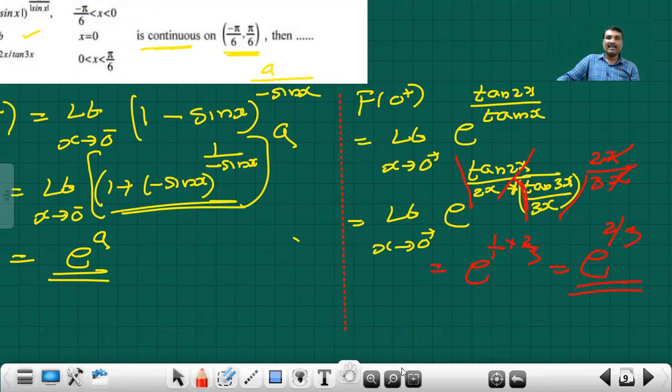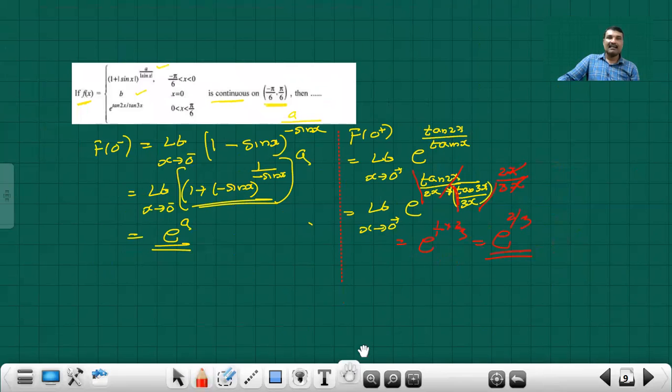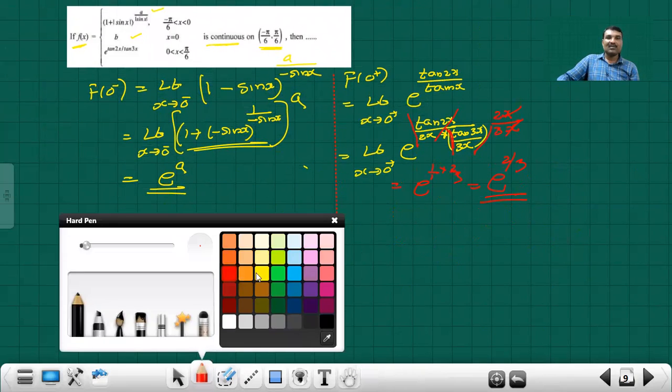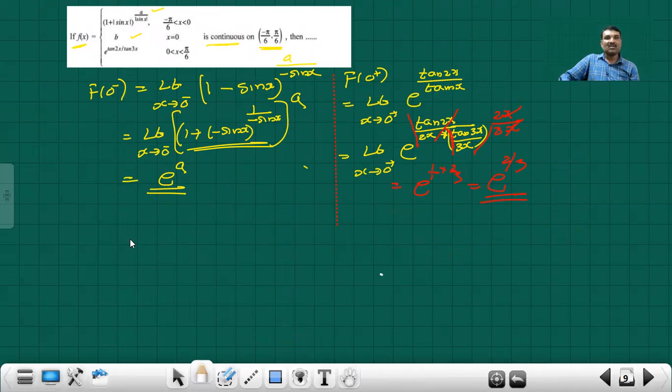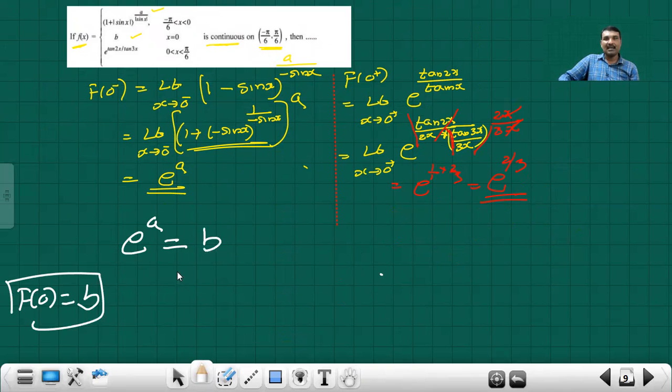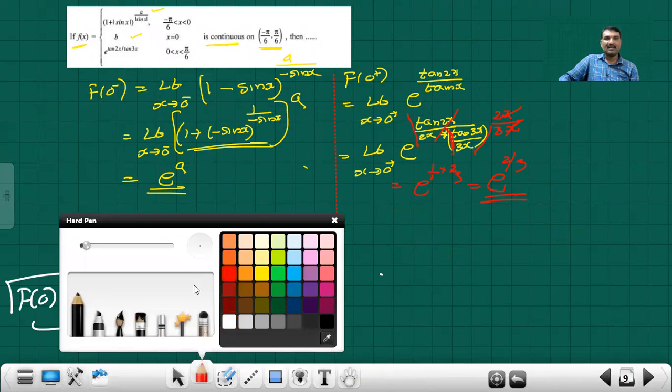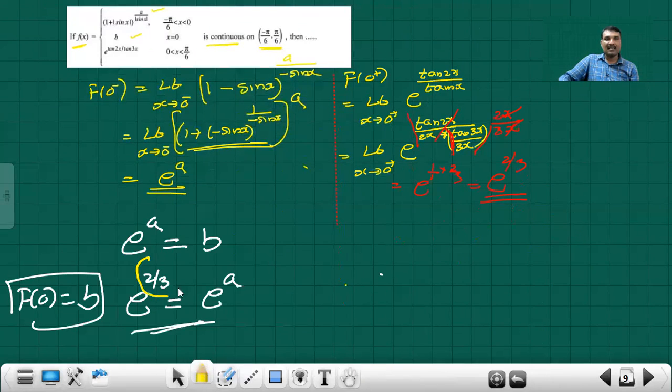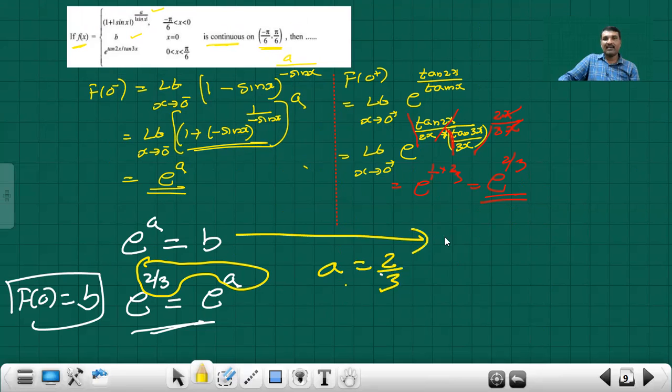Okay, so you evaluate left hand and right hand. Now they are saying the function is continuous, so we can write e raised to a, that is the value of function, that is f of 0. F of 0 is given as b. This is equal to b. Similarly, e raised to 2 by 3 is equal to e raised to a. Now compare the powers. So a is equal to 2 by 3. And from here we get b is equal to e raised to a.